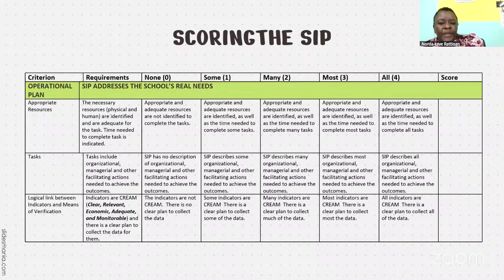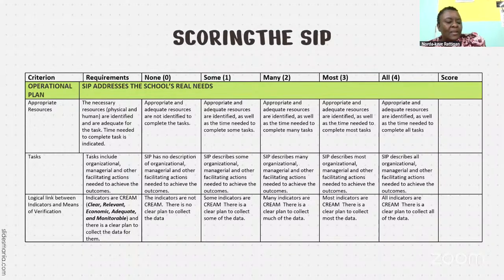Do you have the appropriate resources to meet the needs of the target that you set? Will the task that you carry out be able to meet the target? Remember, it's a series of alignments. This document must be aligned.